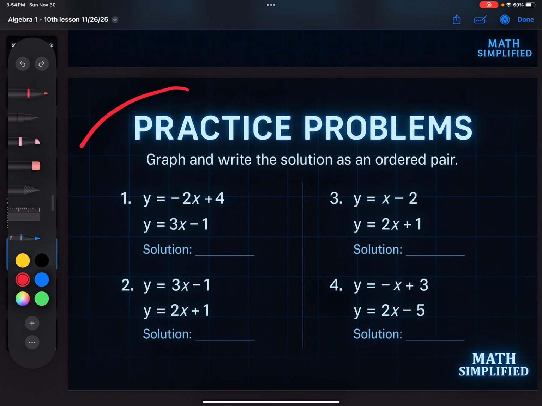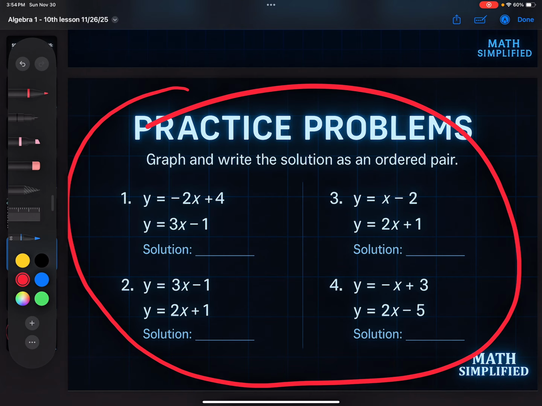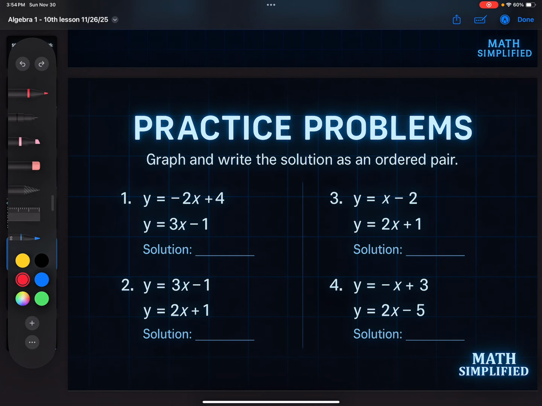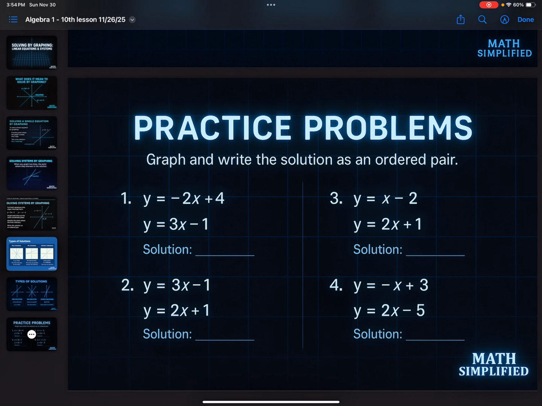So here I left some practice problems for you guys to do. You could use websites such as Desmos to plug in the slopes, the lines and stuff, and then if they intersect once, that's one solution. If they don't intersect at all, it's no solution. And if there are two lines that look exactly identical, then it would be infinite solutions. So hopefully you guys do well on the practice problems.